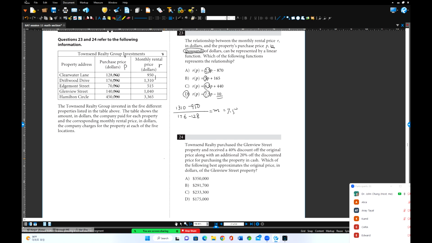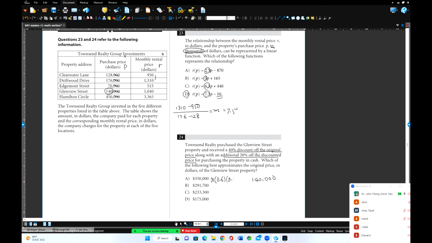Number 24. Thousands live to purchase the Glenview Street property and received a 40% discount of the price and an additional 20% discount. Which of the following best approximates the original price in dollars? The Glenview Street. Where is Glenview? Here. $140,000. 40% discount, original over here. 40% discount means what? 0.6. He paid this one. Another 20% discount is from here.